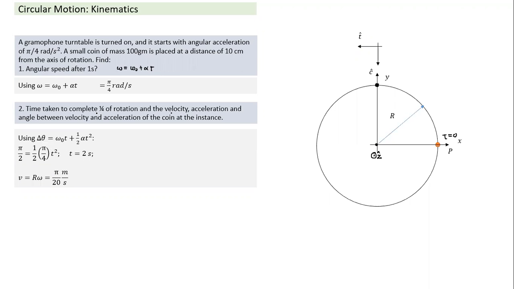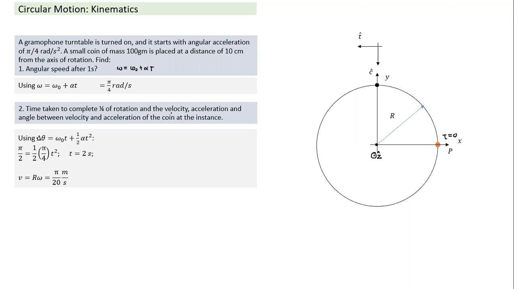First, we are calculating how much time it will take to complete 1/4 of the rotation. So for time, we need to use an equation. Of course, alpha is constant, so I can use those three equations. Here, what is given? 1/4 rotation means delta theta is given and time has to be found. So which equation? I'll use this equation.